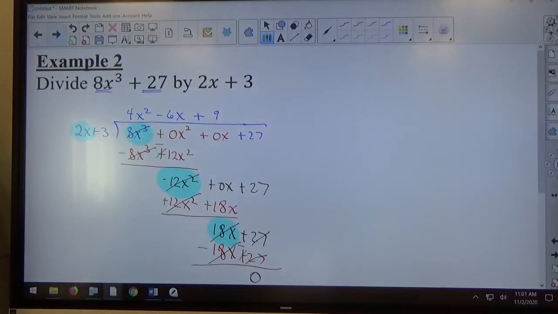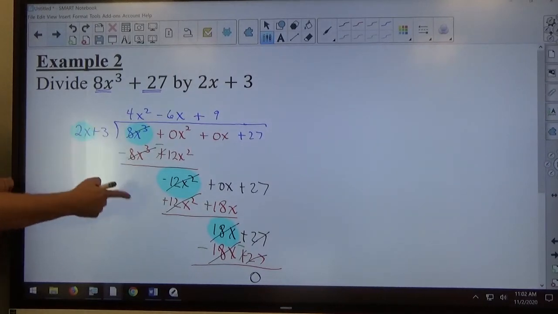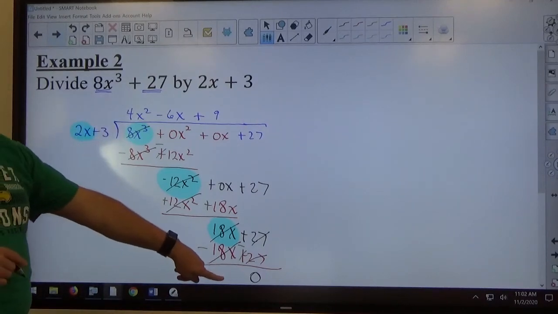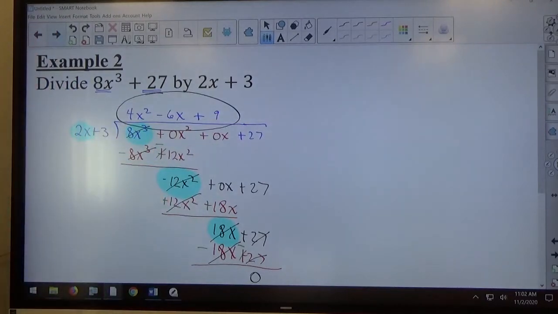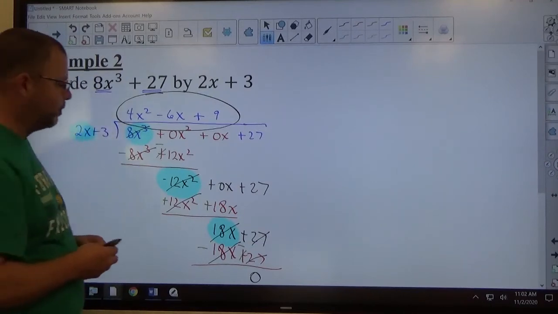Okay. 0 is a smaller power than x to the first, right? Constant x. This is a bigger power. So we're done dividing. My remainder this time is 0. When I have no remainder, that means I have no remainder. This is the quotient. One side note on this particular problem.